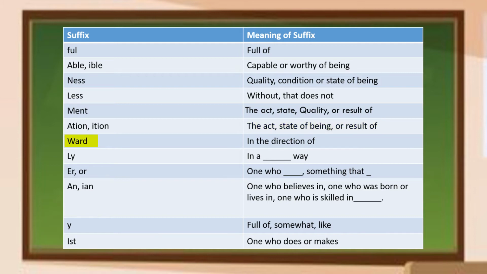Next example, ward, meaning in the direction of. Then we have the suffix ly, meaning in a particular way. It talks about in a specific type of way. So it depends on the word used. Then you have the suffix er or or, one who does something. All right? Next example, ian, one who believes in, one who was born or lives in, or one who is skilled in.